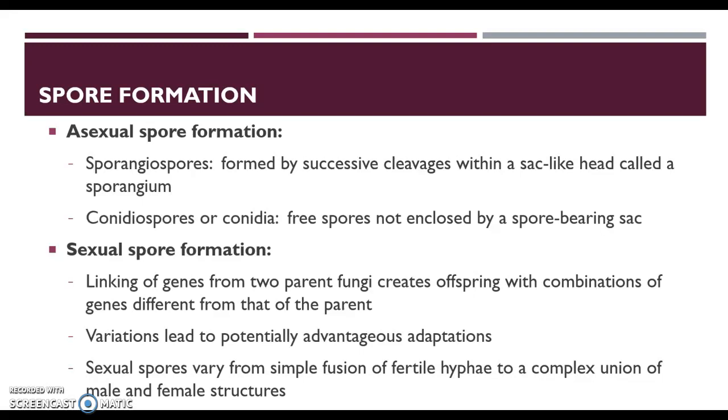Spores can be produced either asexually or sexually. Sporangiospores are the asexual spore formation, and they are formed by successive cleavages within the sporangium. So we get cells essentially that are dividing in half, breaking into two, forming two new cells. Conidiospores or conidia are free spores produced in the same way, but they're not enclosed in a sac.